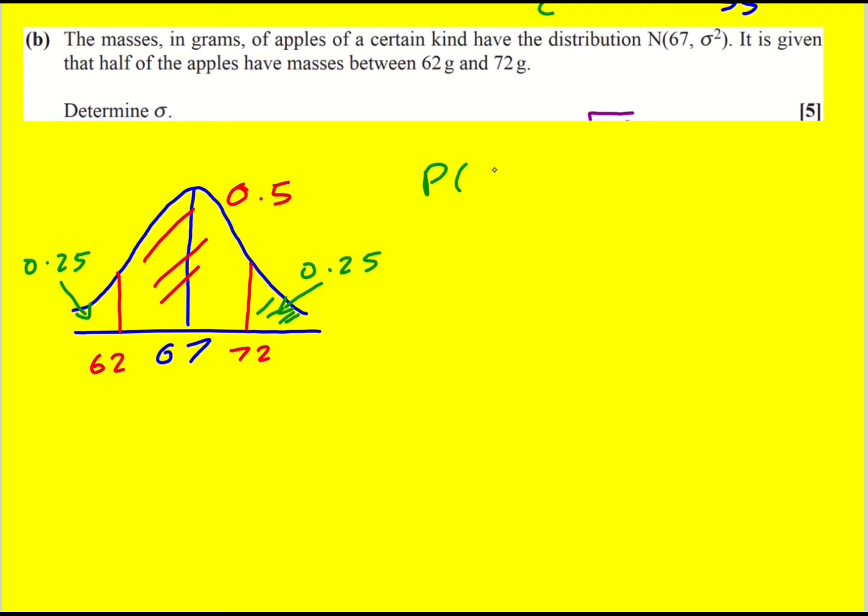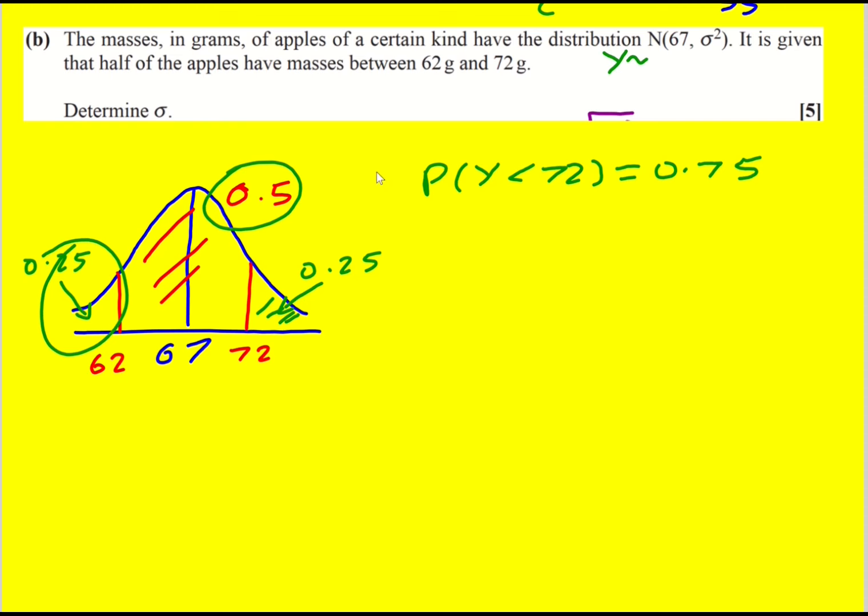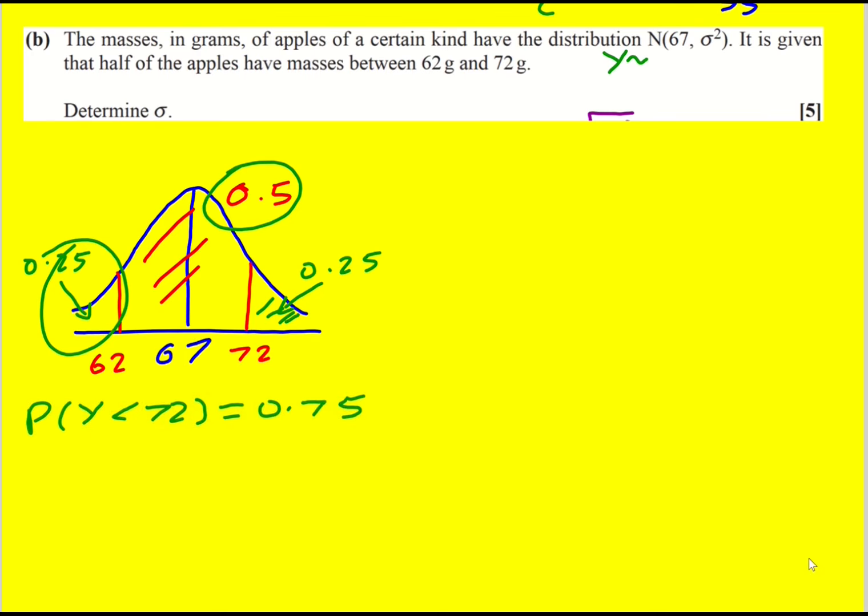So I can write down the probability that, sorry, I haven't actually defined it yet. Let's call it y. The probability that y is less than 72 is going to equal 0.75, because it's the 0.25 here and the 0.5 here. So that's all well and good. However, we need to find the standard deviation. So what we're going to do now is standardize a normal distribution, using a transformation to turn it into a normal distribution where we know the mean and standard deviation, and then we're going to be able to deal with the standard deviation as an unknown.